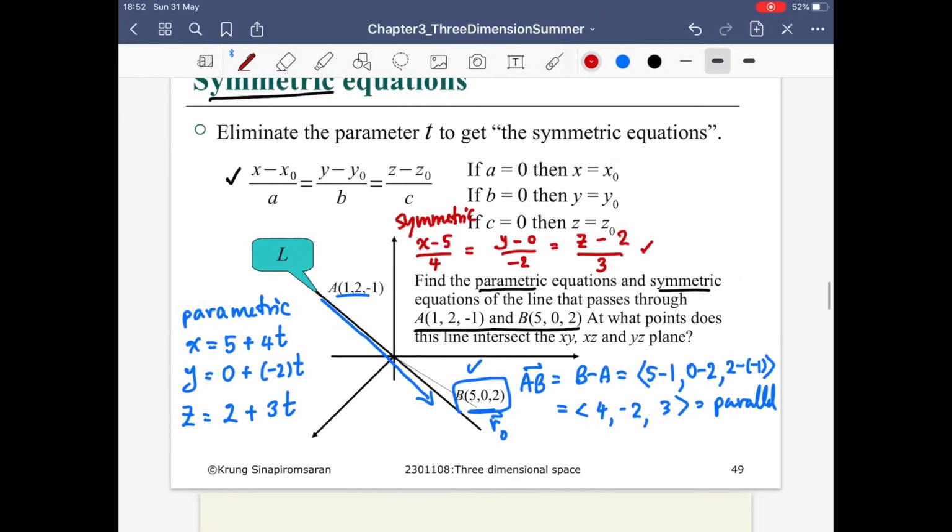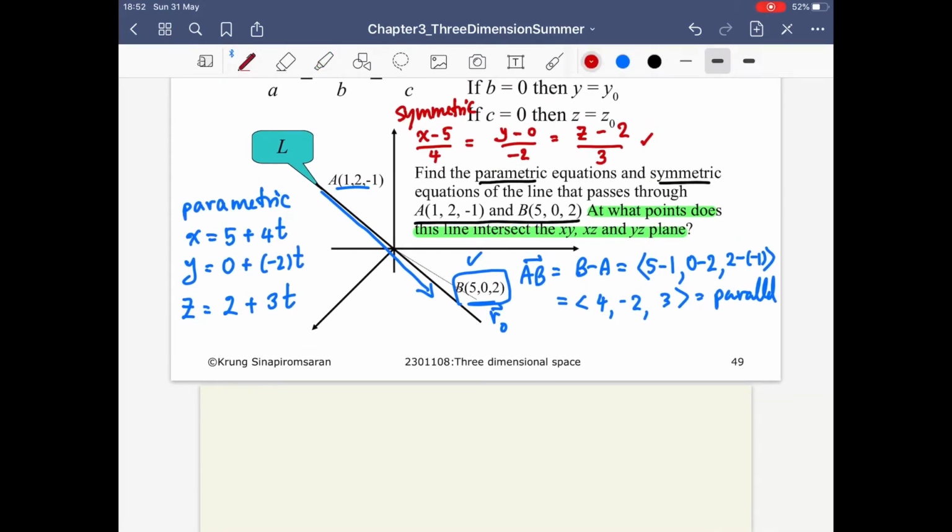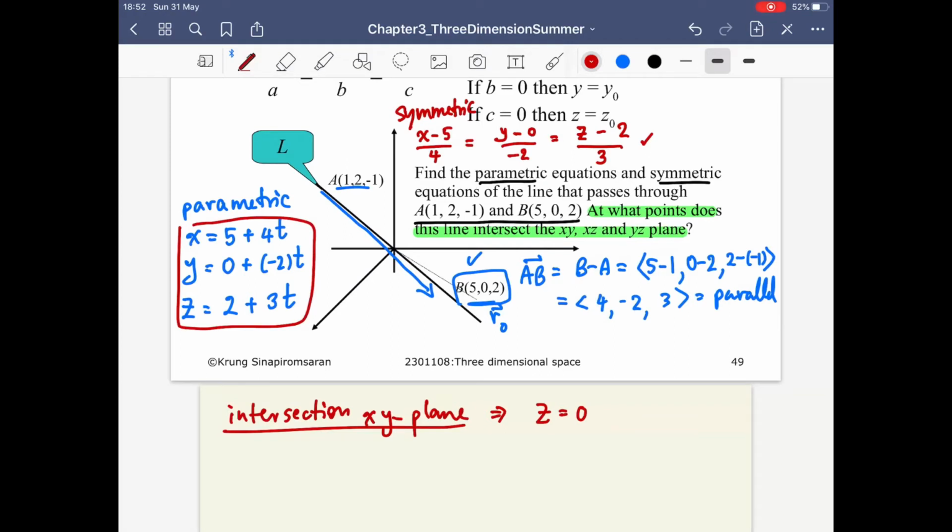And they also ask at what point does this line intersect the xy, the xz and the yz plane. So let us talk about the intersection of the xy plane. Okay, if you want to know the intersection with the xy plane, then it means that your z must be 0. You can look at either one of them, but let me first look at this parametric equation. So your z is the last equation, right? And now you need your z to be 0 in order to get the intersection.